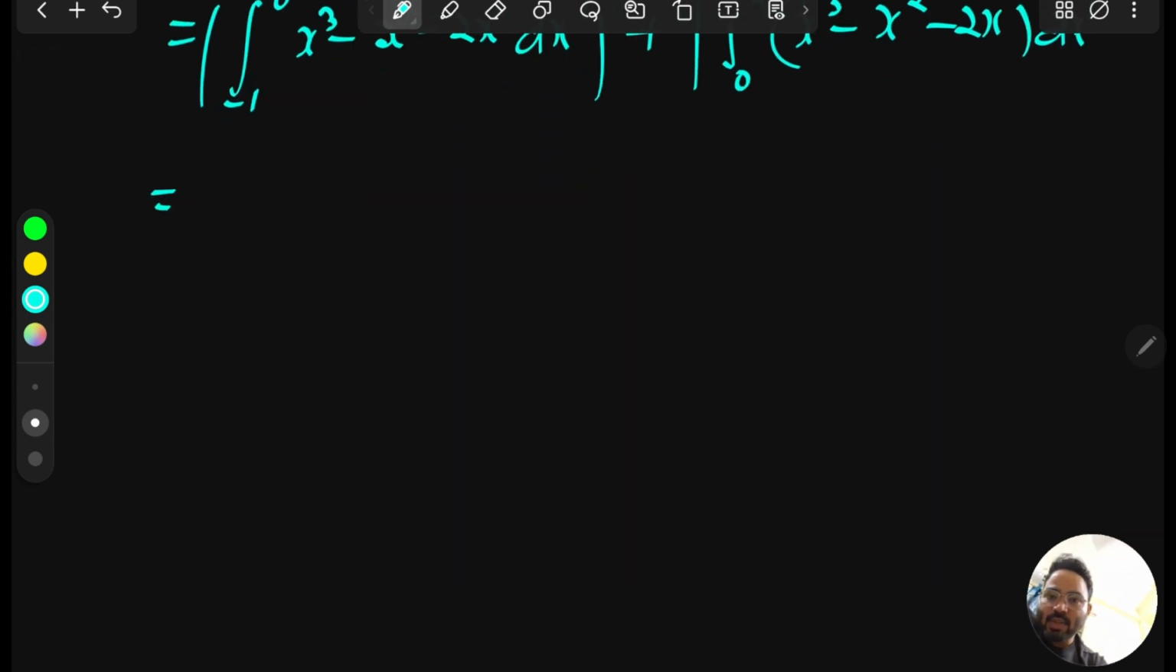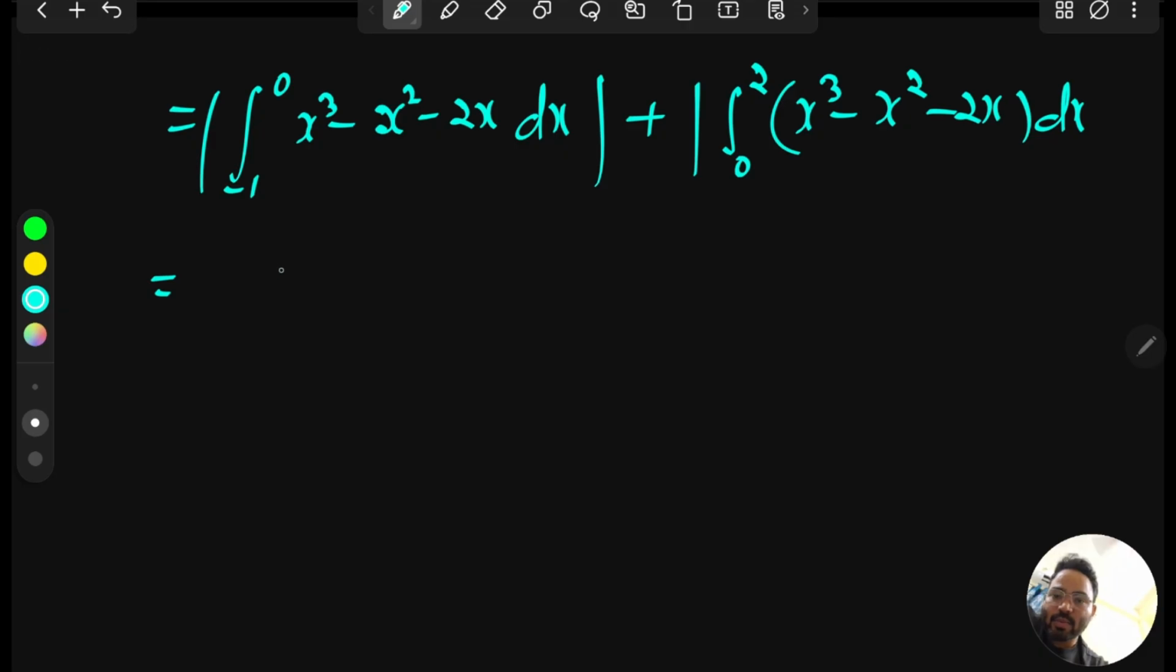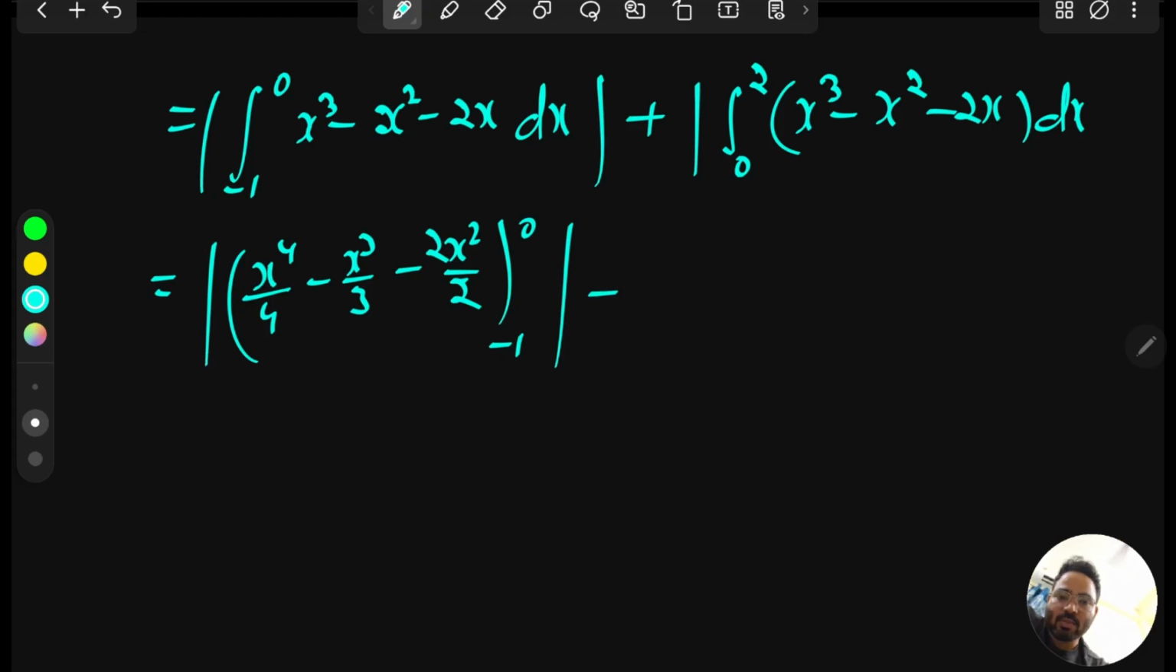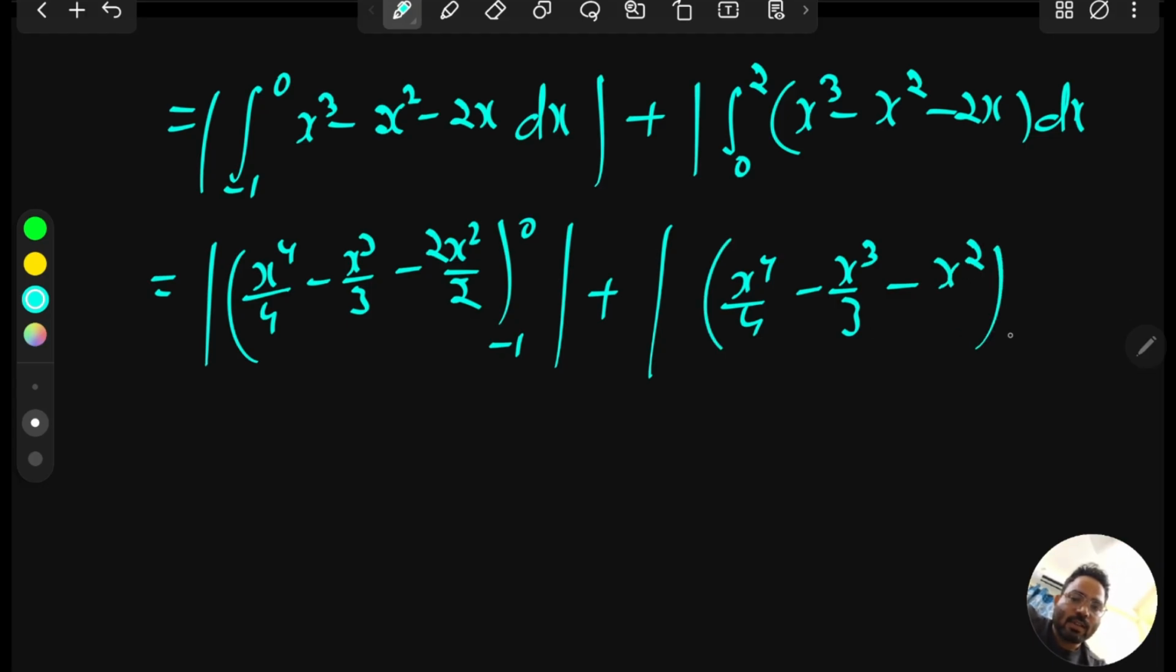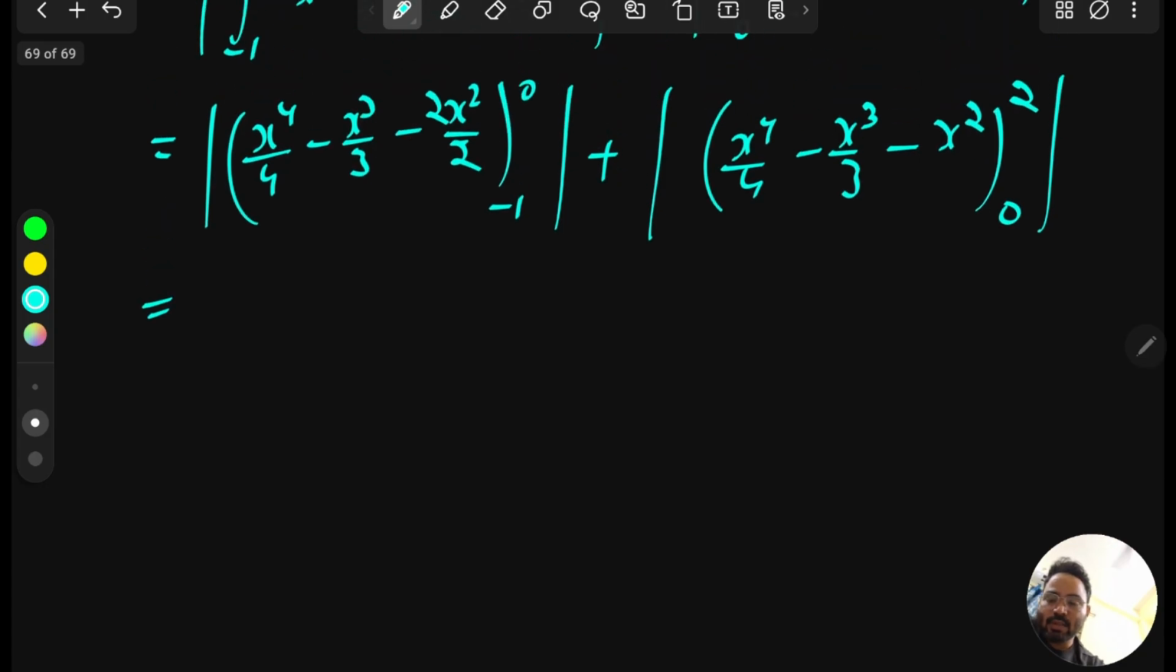So from here what will you get? The integral will give you x to the power 4 upon 4, minus x cube upon 3, minus 2x square upon 2, and just put the limits -1 to 0, and after this we have to take the modulus. So x to the power 4 upon 4 minus x cube upon 3 minus x square, the 2s cancel, and then 0 to 2. Just put the values and let's see what we will get.